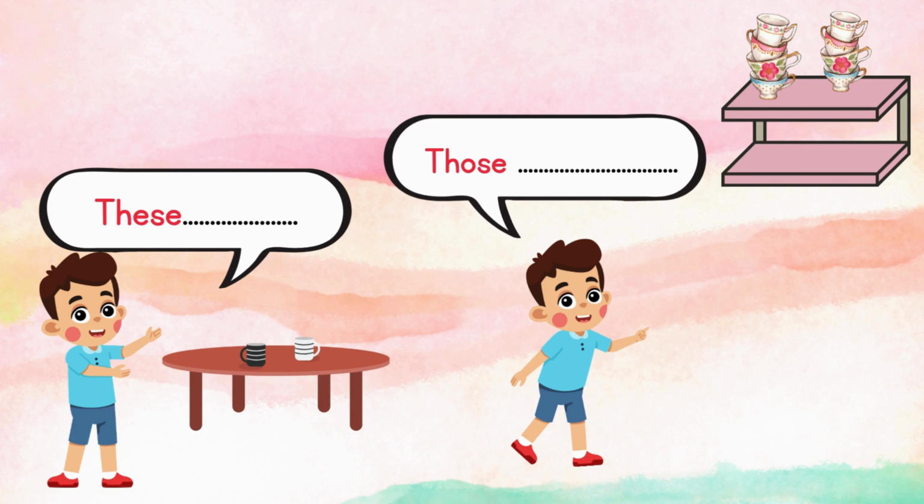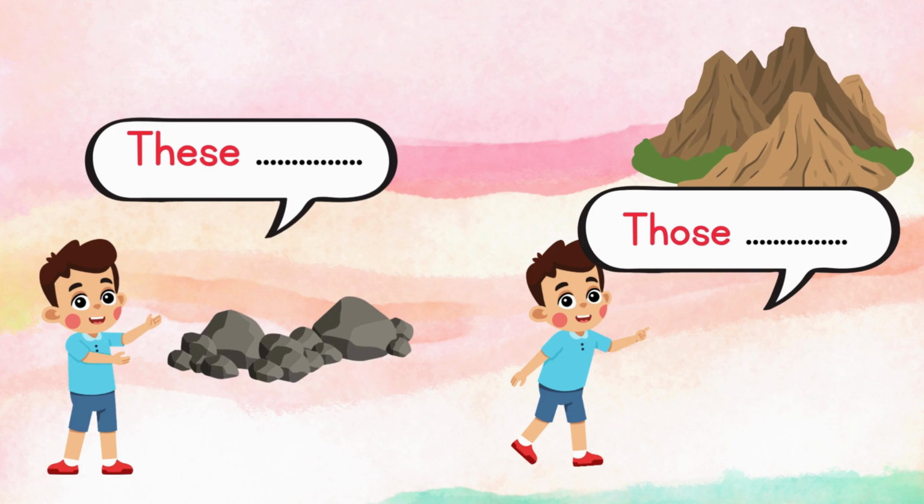Very good. These are cups and those are cups. Very good. Again, these are cups and those are cups. Very good. Let's practice more. Okay, look at the pictures and make sentences.